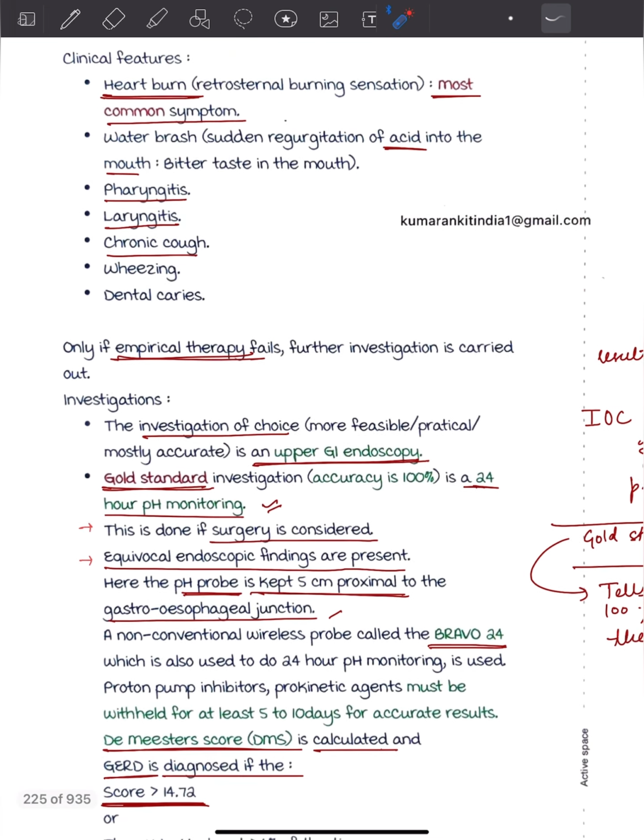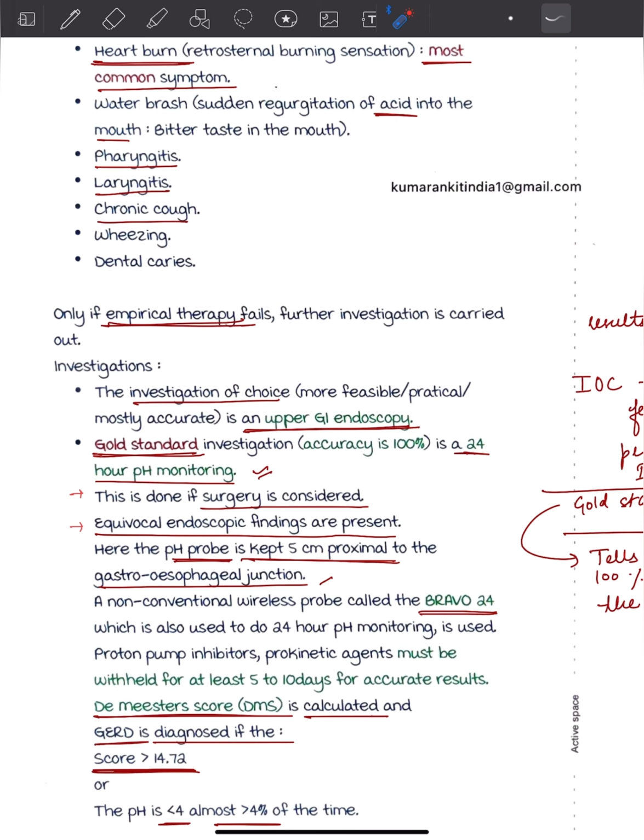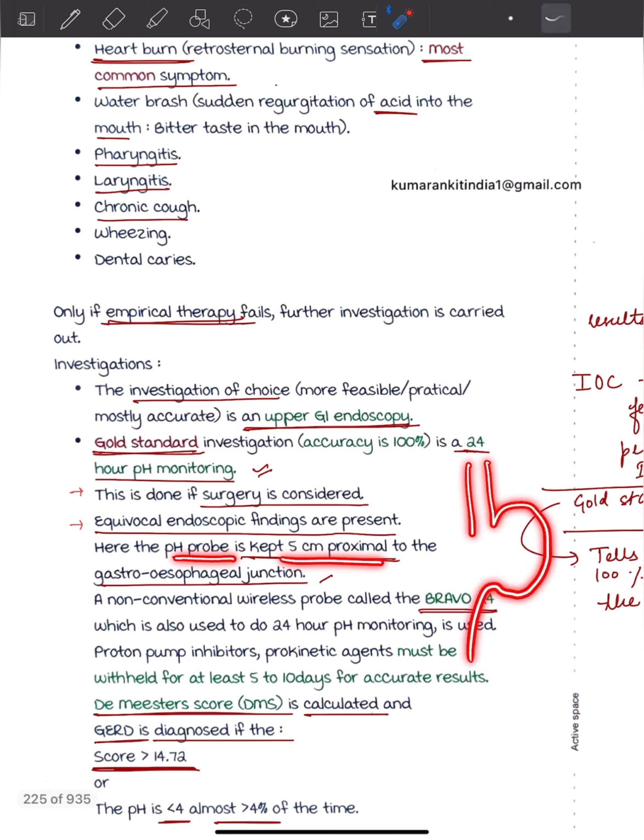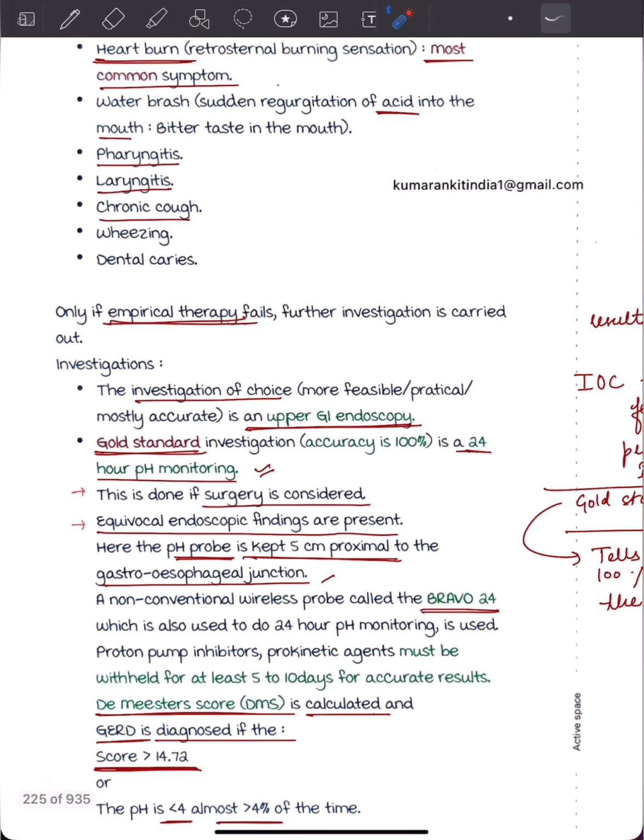Now how do we actually do this? We pass a pH probe which is kept 5 centimeter proximal. For example, this is the stomach and this is esophagus. So we keep the probe 5 centimeter proximal to the gastro-esophageal junction. Now the acid will touch the probe and this will give us a reading of the pH. The probe used is a Bravo 24 probe which is used to monitor 24-hour pH, and during this time we do not give the proton pump inhibitors or any prokinetic agents so that we can get the accurate results.